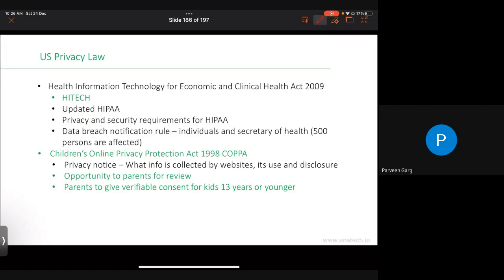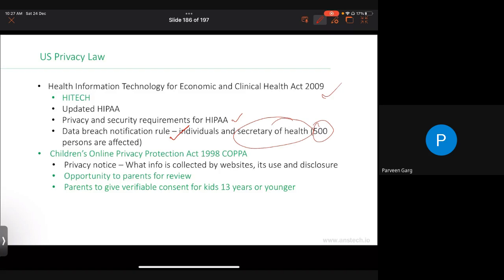Then came the upgradation of HIPAA, and it is now called HITECH. It's an updated HIPAA, and it contains two updates. One is that it increased the privacy and security requirements of the data collected under HIPAA, and second, whenever the data gets breached, you need to notify the person. So if your data gets breached, you need to notify that person that their data got leaked, so they can protect it or take some preventive measures. And if the data of 500 people or more gets leaked, then you are supposed to inform the Secretary of Health. Not important, but you should know HIPAA and HITECH. HITECH is the amendment to HIPAA, which is the updated one. But HIPAA is the law.